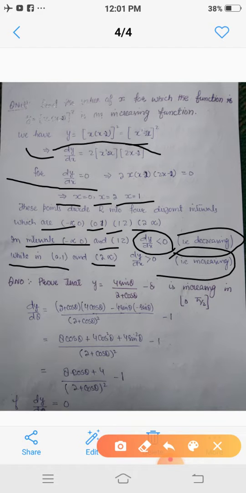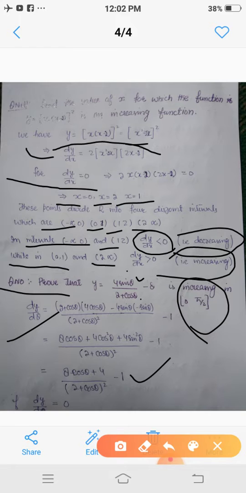Now another problem is: prove that y equals 4 sin theta upon (2 plus cos theta) minus theta is increasing in the interval 0 to pi by 2, closed interval. Now here in place of x we have theta, so we differentiate with respect to theta. When we differentiate, we simply get (8 cos theta plus 4) upon (2 plus cos theta) whole square minus 1. Here for the first term we use the quotient rule of differentiation. In the second term, it is theta, and the differentiation of theta with respect to theta is only 1.